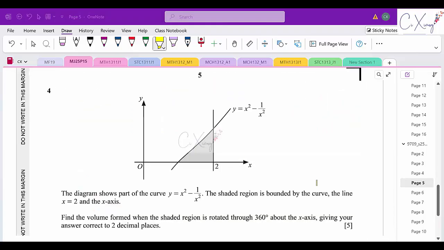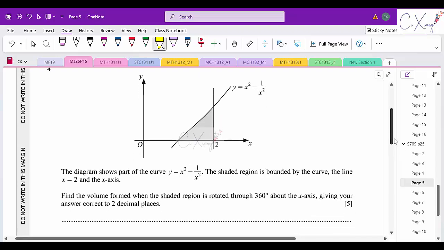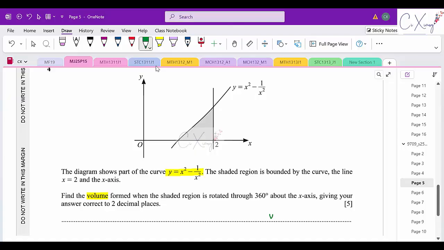Question number 4, we are given a diagram, and after that, the equation of the curve is this one. The shaded region is bounded by the curve, the line x equals to 2, and also the x-axis. Find the volume. Okay, highlight the keyword volume. When the shaded region is rotated through 360 degrees about the x-axis, give your answer correct to 2 decimal places. Okay, then now, to get the volume, right, the formula for volume will be, let us have a look at the question again.